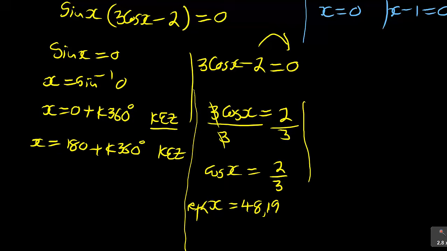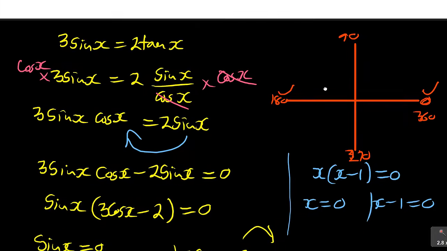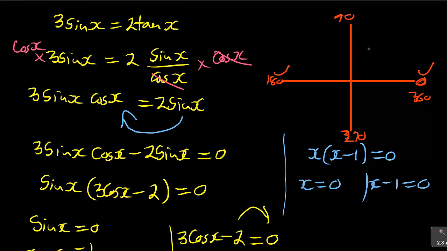But now, to find the general solution, you come back here to say 48,19 is in the first quadrant. That's where you find 48,19. So you saw cos is positive in the first and in the fourth quadrant. In the fourth quadrant, the reduction rule is 360 minus theta. That is where your answers are.